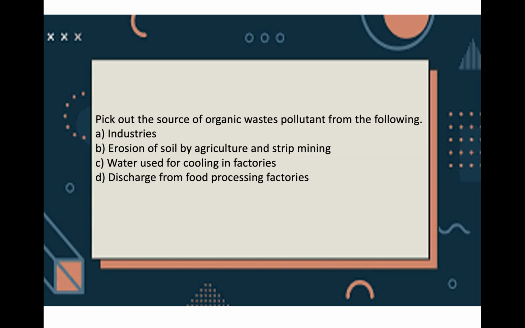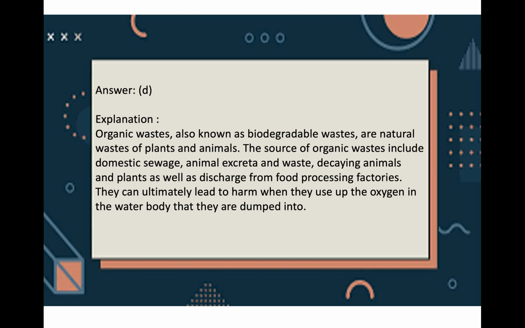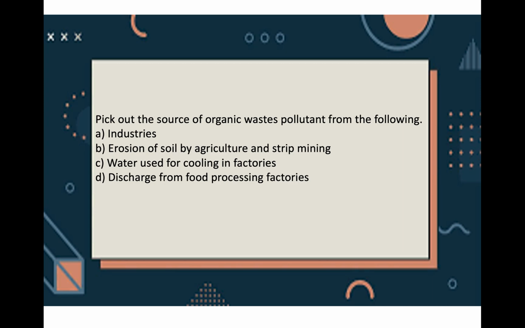Next question, pick out the source of organic waste pollutant from the following. A. Industries. B. Erosion of soil by agriculture and strip mining. C. Water used for cooling in factories. D. Discharge from food processing factories. So the answer is D. Discharge from food processing factories are the sources of organic waste pollutants.